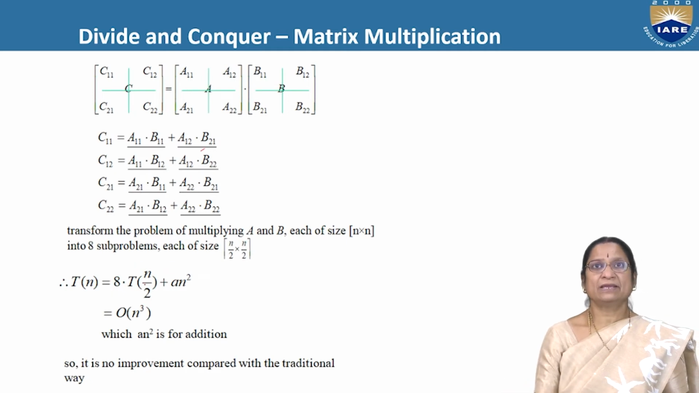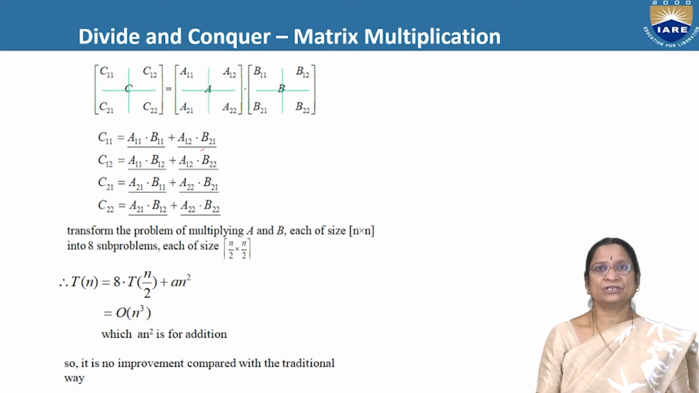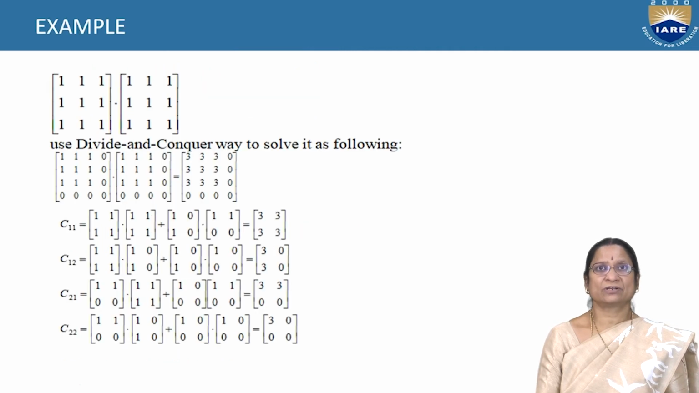So even though we are applying the divide and conquer strategy, we are unable to reduce the time complexity of normal matrix multiplication.